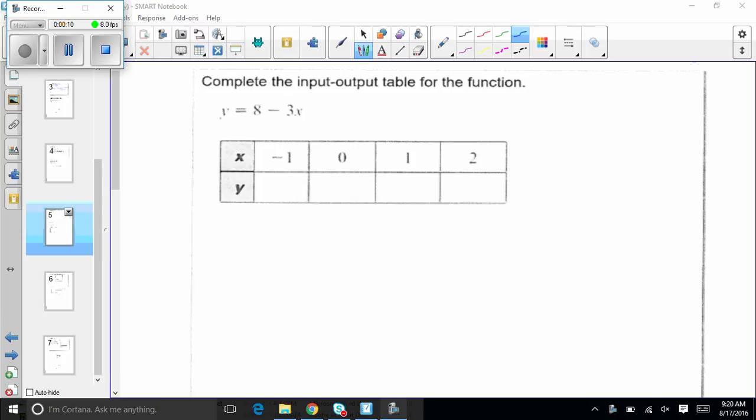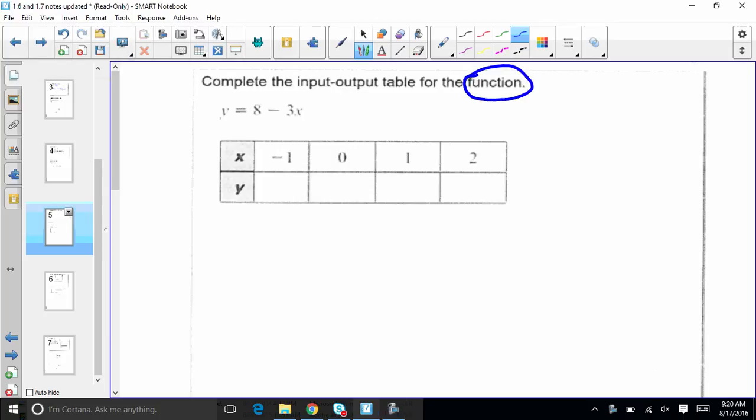I wanted to record the last few slides of our notes from today. I know we didn't quite get to finish everything as we went over notes for functions. So hopefully this will help to clear things up if something wasn't quite clicking for you. Anyway, let's look at this function right here.